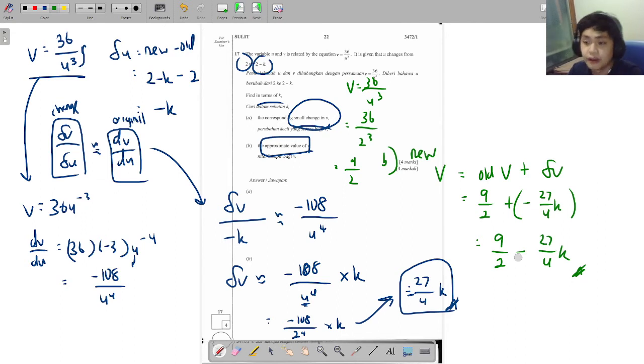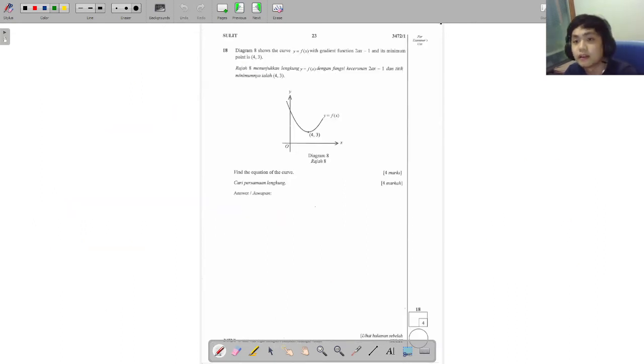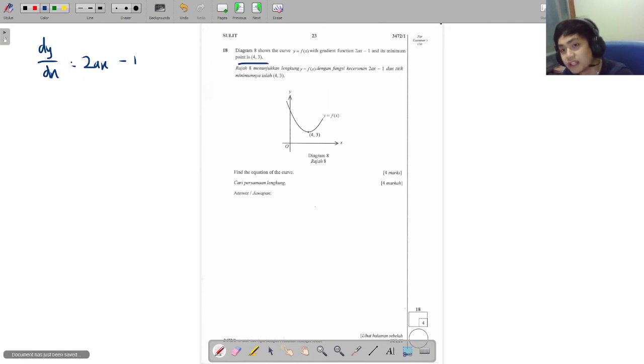Okay, so 18. Diagram A shows the curve y equals f(x) with gradient function 2ax minus 1. Its minimum point is (4, 3). Find the equation of the curve. So they gave us a gradient function. The gradient function is basically dy/dx, which equals 2ax minus 1. And they told us the minimum point is (4, 3).